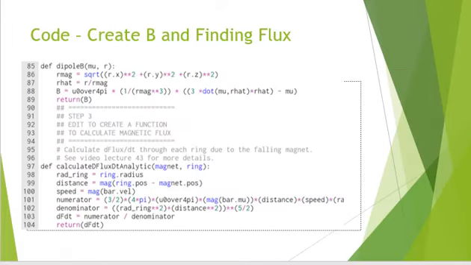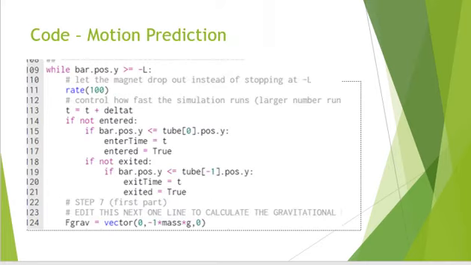The next code snippet creates a magnetic field and magnetic flux, seen specifically in lines 88, 101, and 102. This part of the code creates the motion of the magnet through the metal tube. This includes calculations for the force of gravity, the magnetic flux, and for finding the current through the tube.